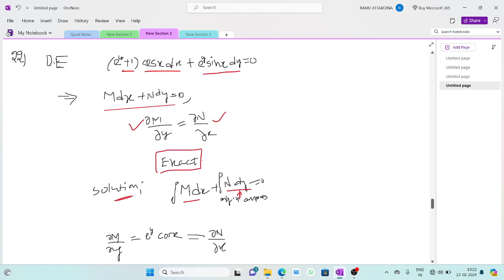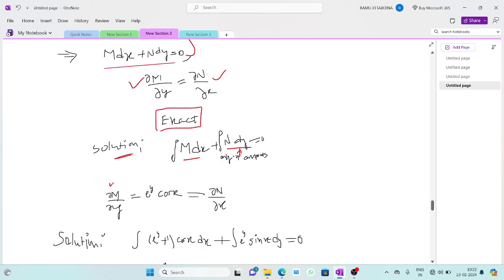I am comparing with these two equations to get the M value as this one and the N value as this one. I just differentiate partially, and I get dou M by dou y equals e^y cos x, and dou N by dou x equals e^y cos x.